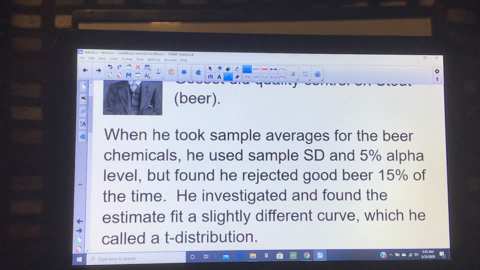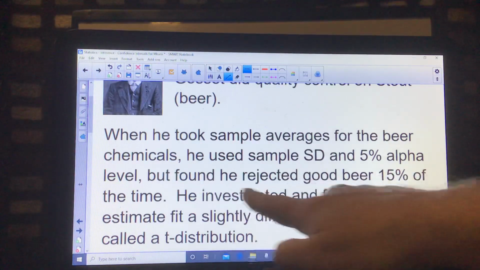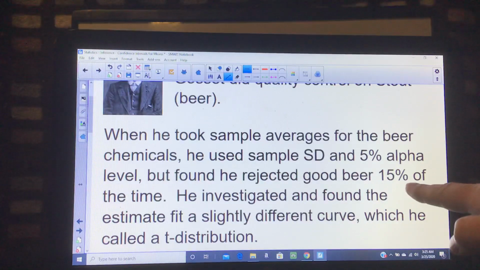After doing this for a long time, he found out he was actually rejecting good beer 15% of the time. So he was throwing away a lot more good beer than he should have. So think of that, he was making a type 1 error. Basically at 5%, he should have been making a type 1 error 5% of the time. So 5% of the time, he should have been throwing away good beer. Upon closer examination, he discovered he was rejecting the good beer 15% of the time. So there was definitely something wrong.